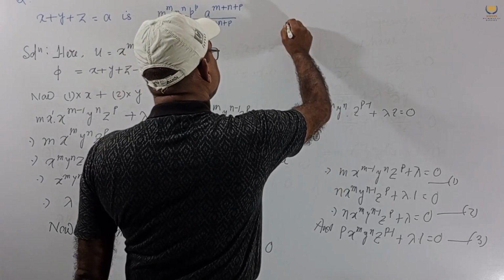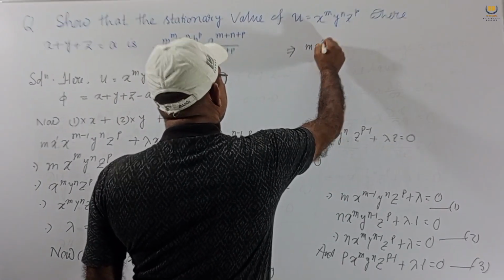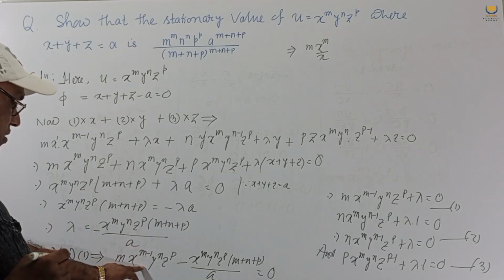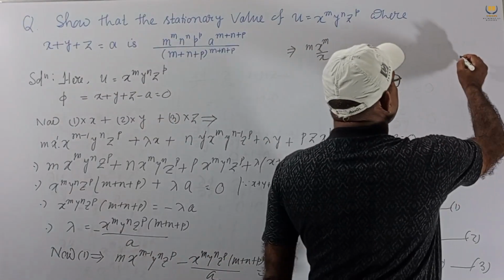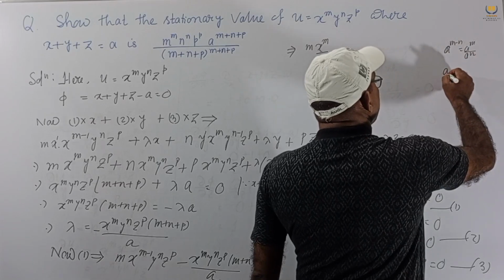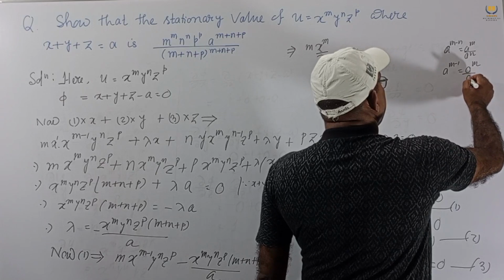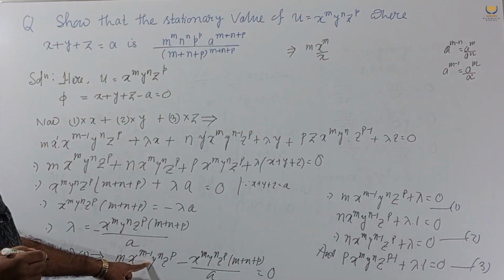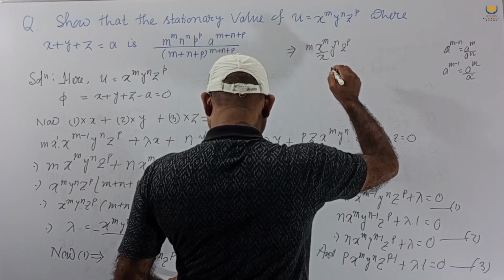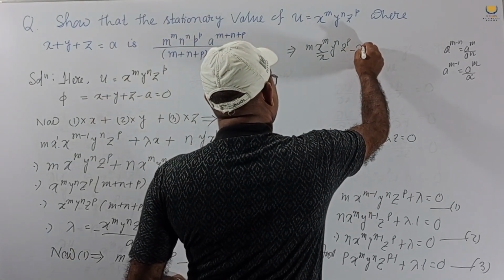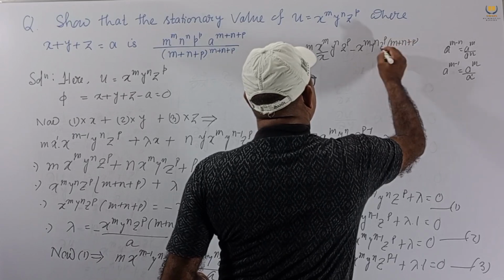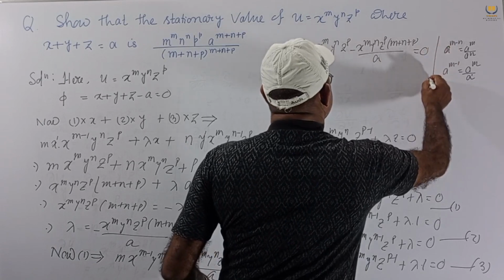Now this implies m x to the power m by x, we can write x to the power m minus 1 as x to the power m by x, because we know this formula from lower class: a to the power m minus n equal to a to the power m by a to the power n, or a to the power m minus 1 given, then a to the power m by a, or a to the power 1. Using this formula, we write x to the power m by x, and y to the power n z to the power p remain same, and this one x to the power m, y to the power n, z to the power p, m plus n plus p by a.